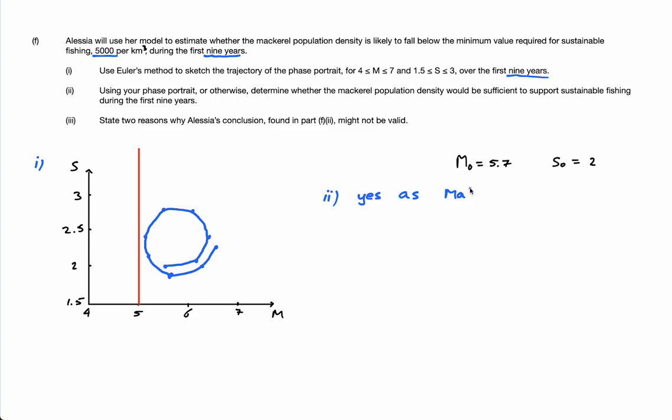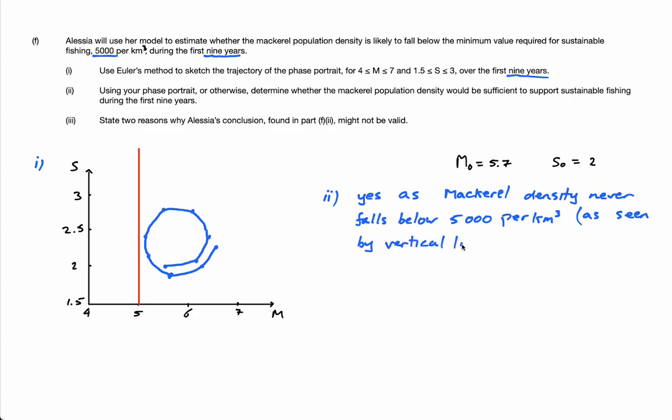mackerel density never falls below 5,000 per kilometer cubed. You can say, if you want, as seen by the vertical line on the phase portrait.